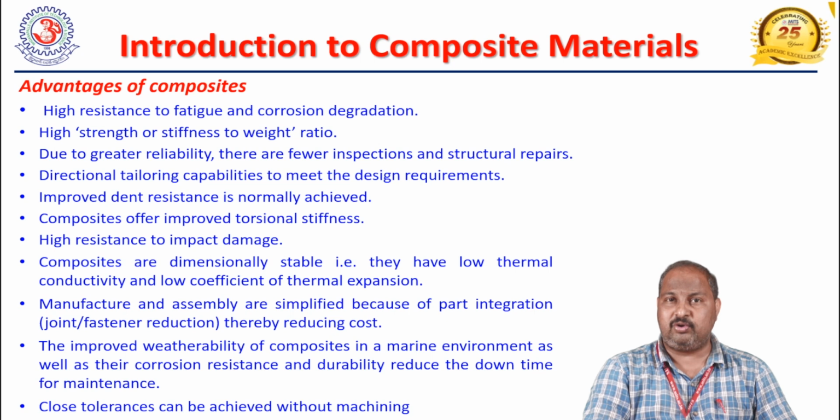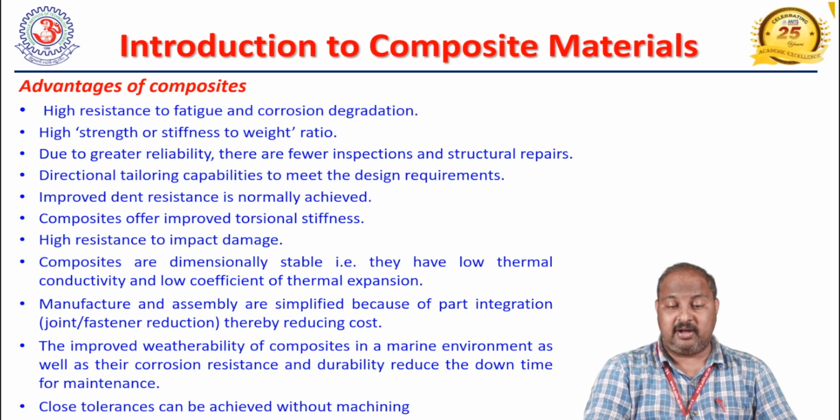For example, if I want to increase the strength in a particular direction, then we can achieve it, like in the case of unidirectional fiber reinforced composites, where we can concentrate on directionally oriented properties, which helps to meet the design requirements in many engineering applications. Coming next is improved dent resistance, which is normally achieved. Composites offer improved torsional stiffness, high resistance to impact damage, and they are dimensionally stable. They have low thermal conductivity and a low coefficient of thermal expansion also.